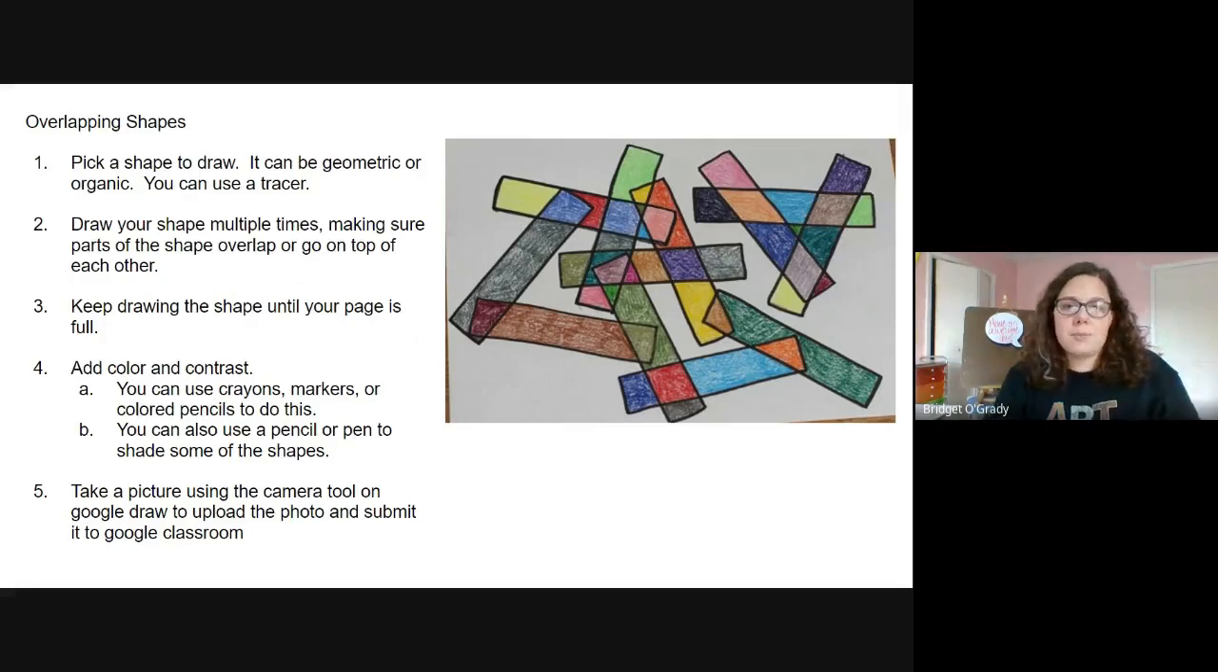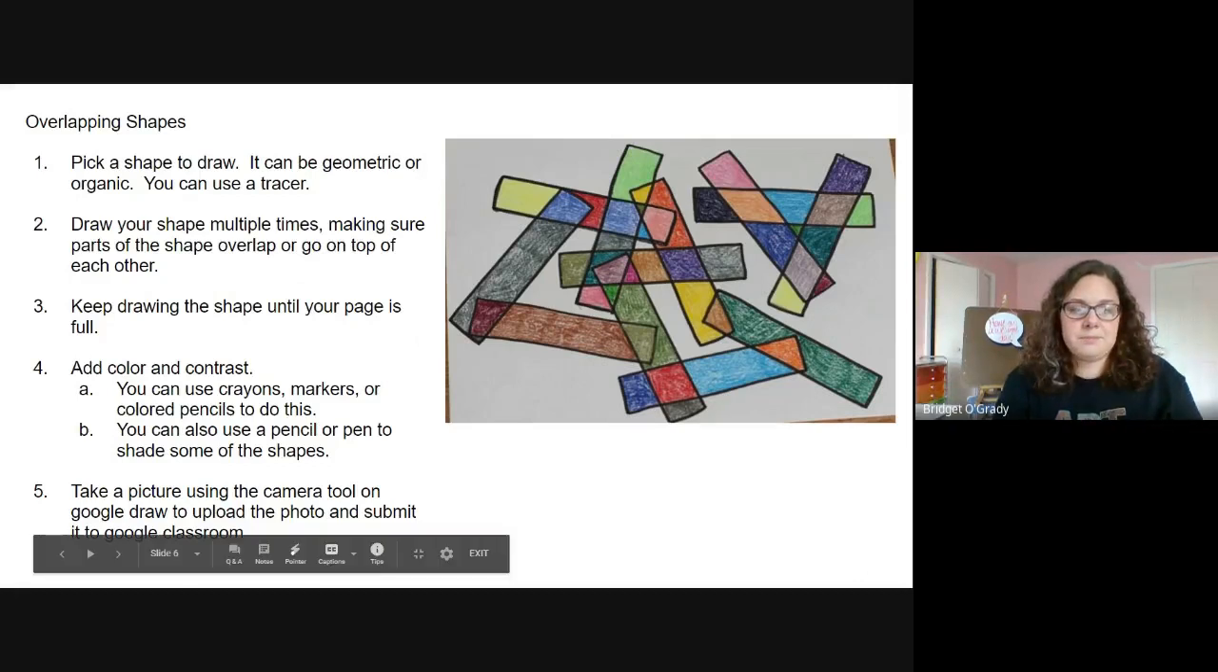After you're done drawing, you can add color and contrast. You can do that by either using crayons, markers, or colored pencils, or if you just have a pen or a pencil, you can either shade or add hatch marks by coloring it in a little bit. Once you're done your drawing, you're going to upload a picture into Google Draw, which is attached to this assignment in Google Classroom.